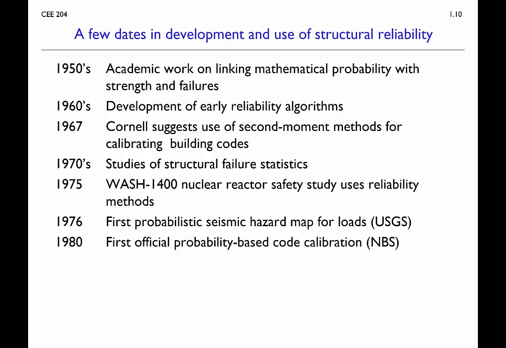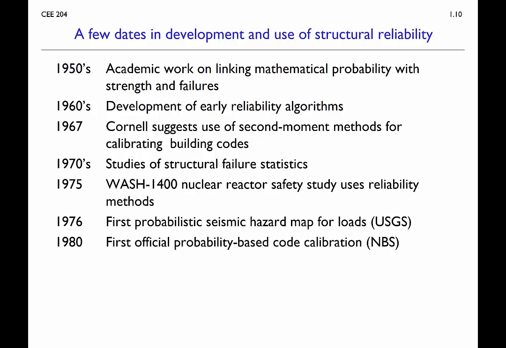All right. Another key seminal activity was in 1975. There was this important study called WASH 1400. You'll hear that thrown around occasionally in the structural reliability community. This was a study of a nuclear reactor and its safety and its viability for operation. And here they struggled because they had to face these uncertainties.